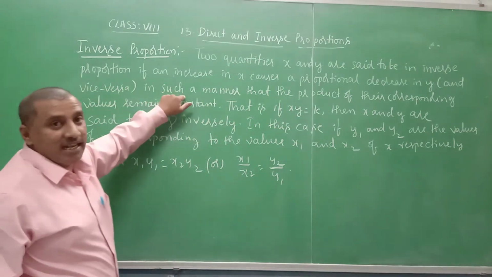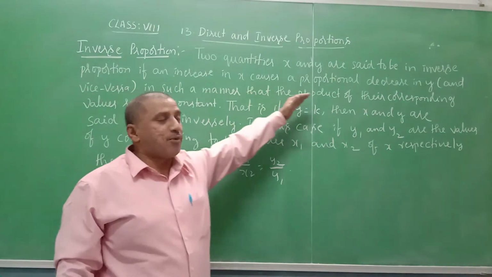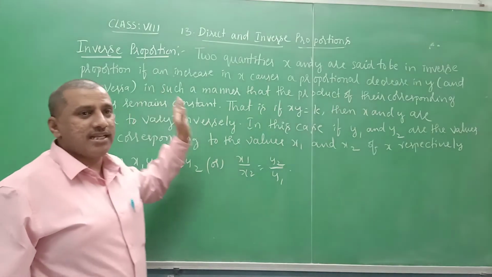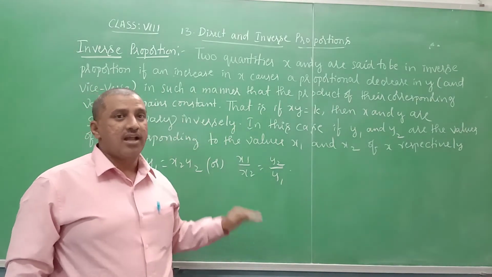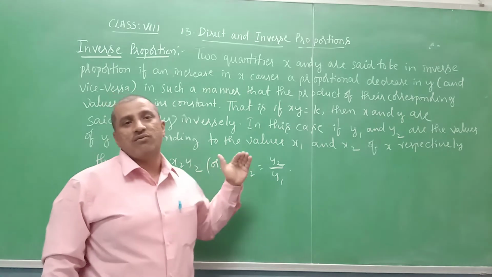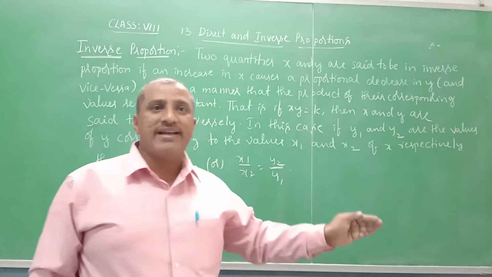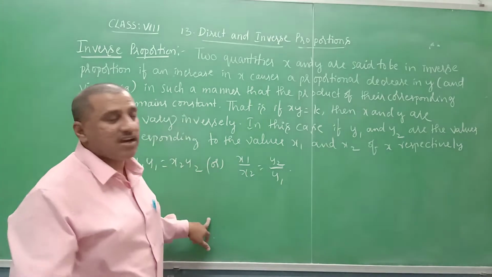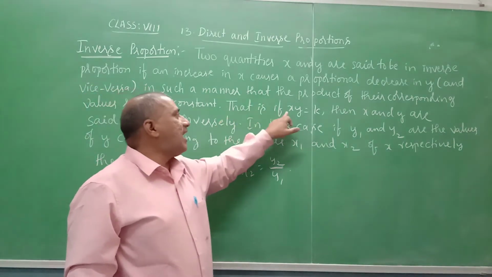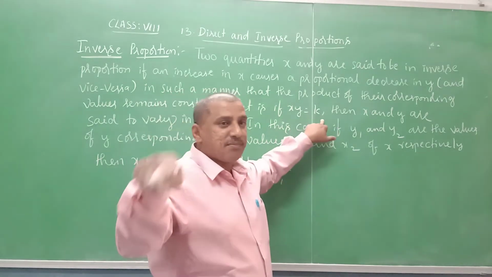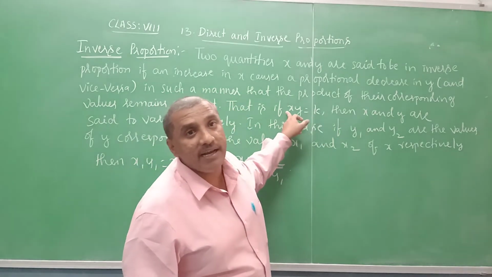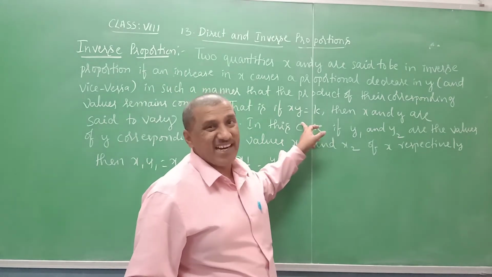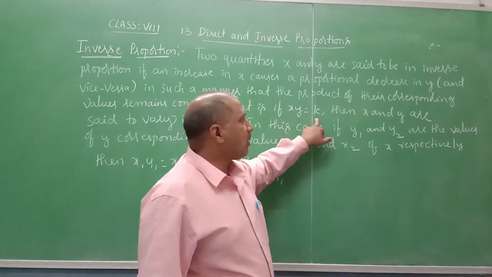In such a manner, how is it proportional? The product of their corresponding values remains constant. That is, the product of x and y, with values x1, y1, x2, y2, x3, y3, x4, y4, their product is the same. It remains a constant k. In direct proportion we got x divided by y is equal to k. There the ratios are the same. Here the products are the same. xy is equal to k.